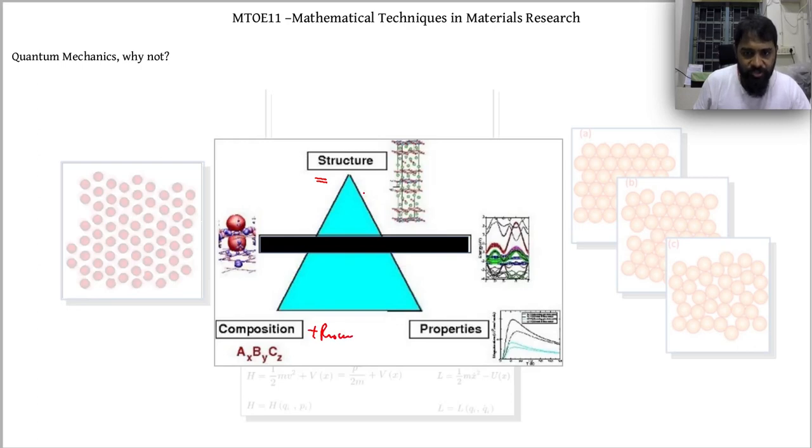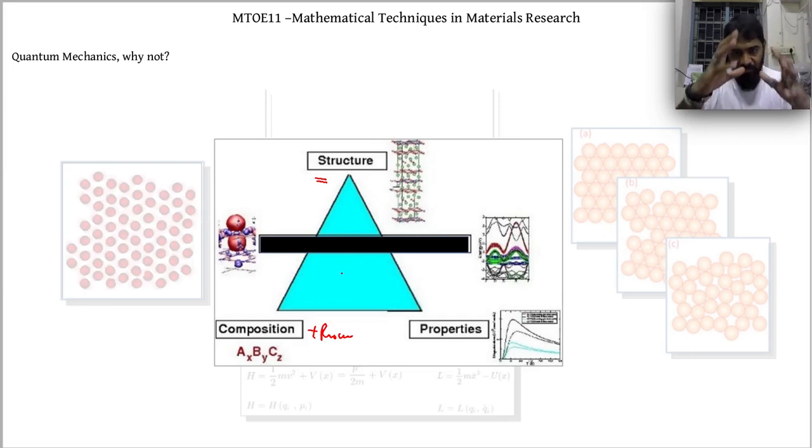So a given structure can be arrived at through specific composition or certain processing techniques, and when you arrive at the structure, your property is getting influenced. Or the other way to look at this is that the properties are essentially influenced by the structure through the composition and processing. And another way of looking at it is, if I want to arrive at a specific structure, I have to alter the composition and processing. So there are different ways of looking at it.